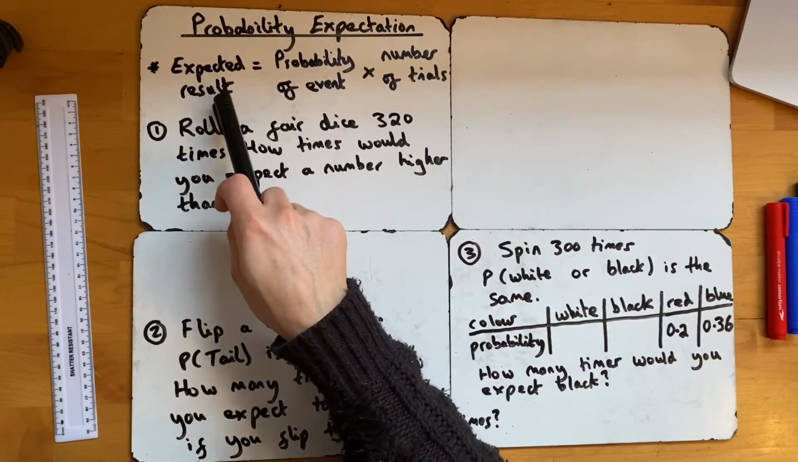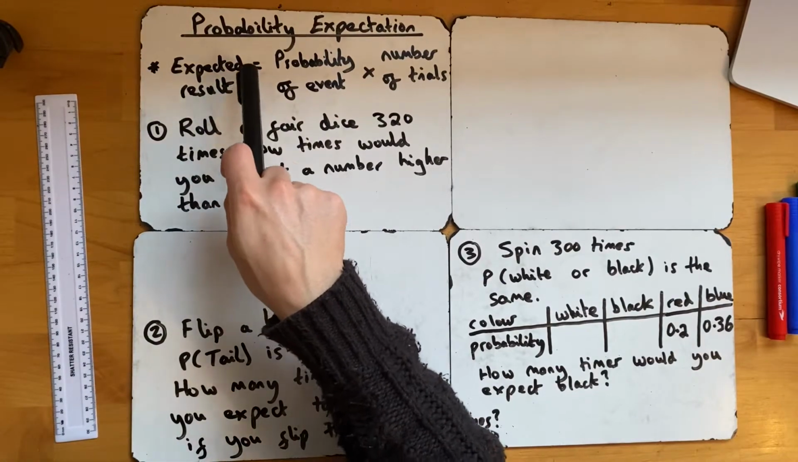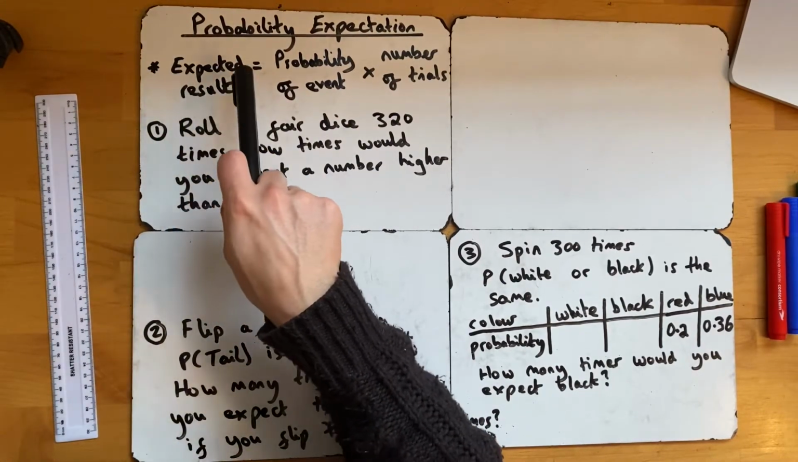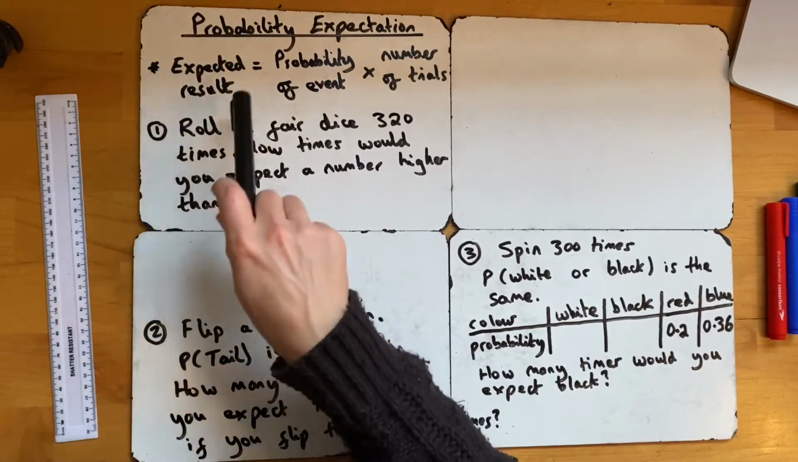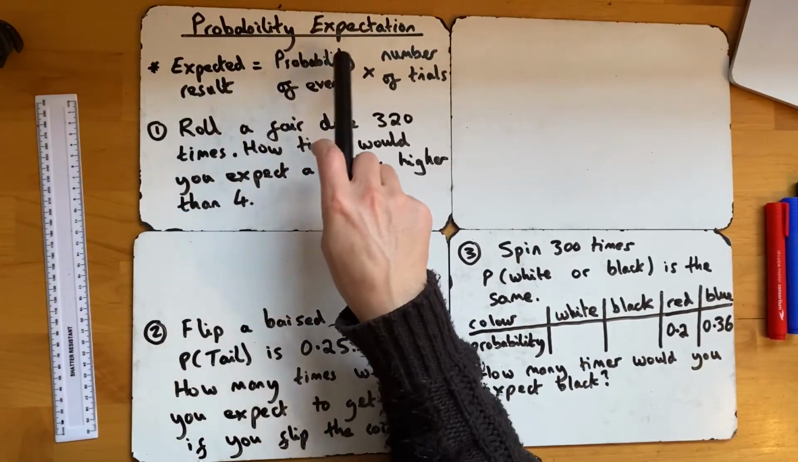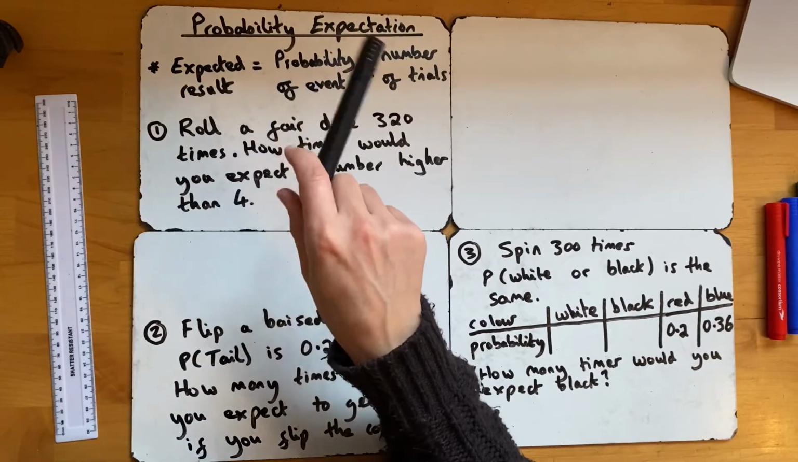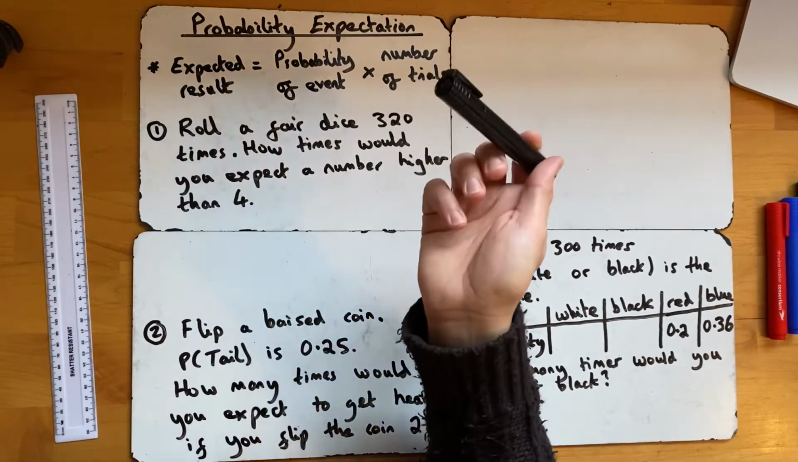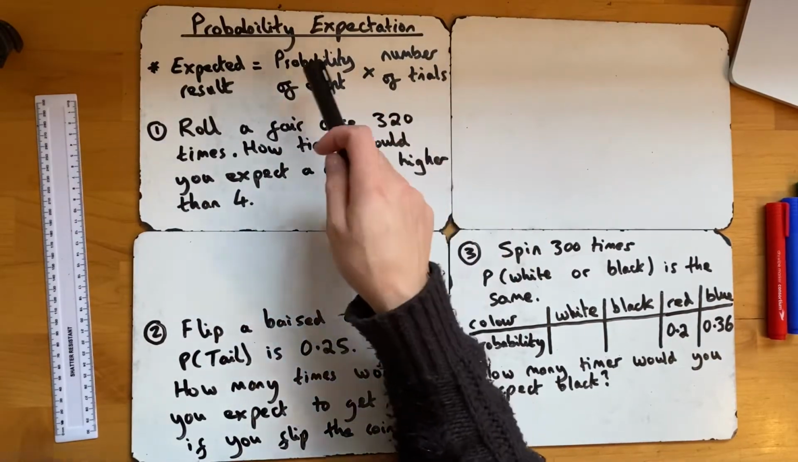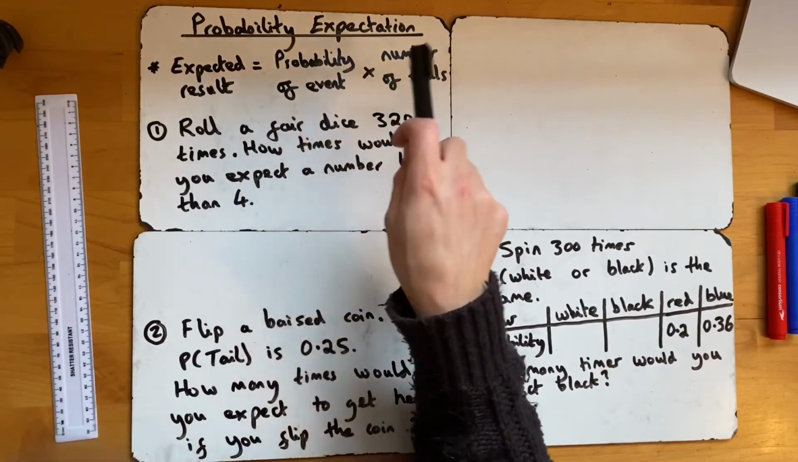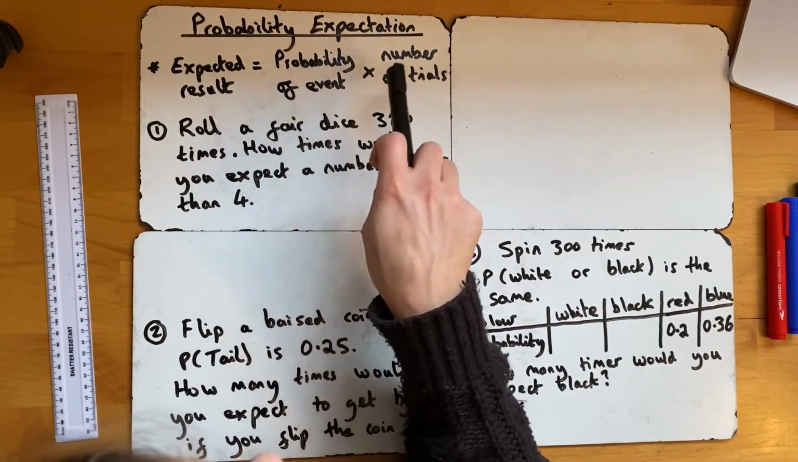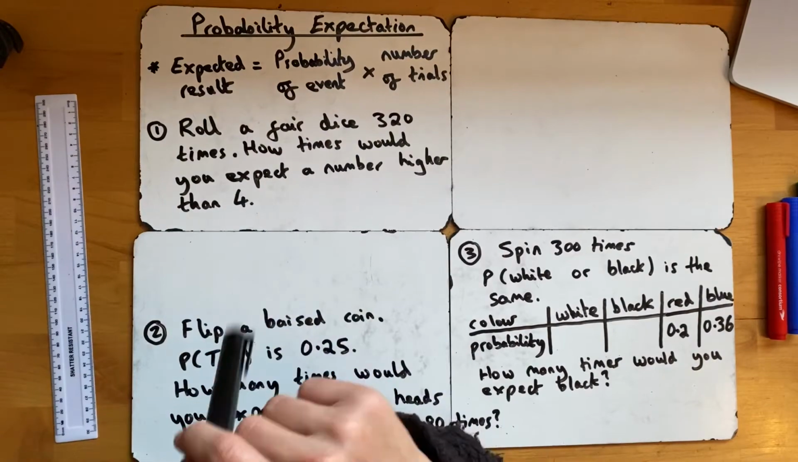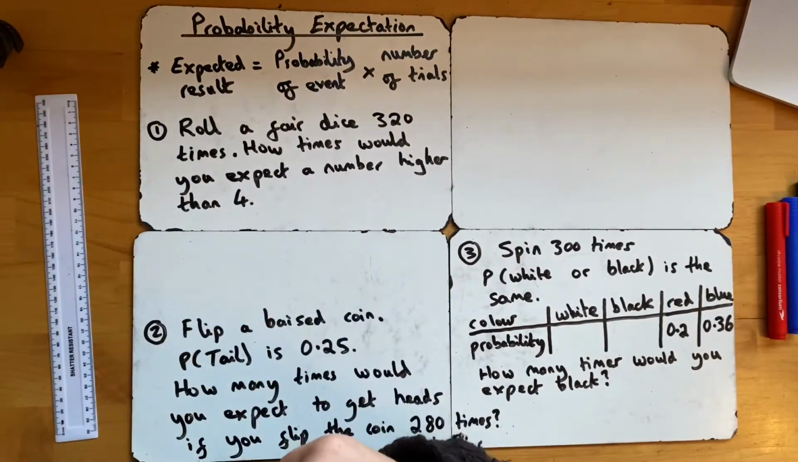So basically what it's saying is, for example, if you were to flip a coin 300 times, what is your expected result? Well, the probability of an event, for example, heads, is a half, right? Well, it's 1 out of 2. You did it 300 times, so you do 1 out of 2 times 300. So you'd expect a head to come up 150 times.